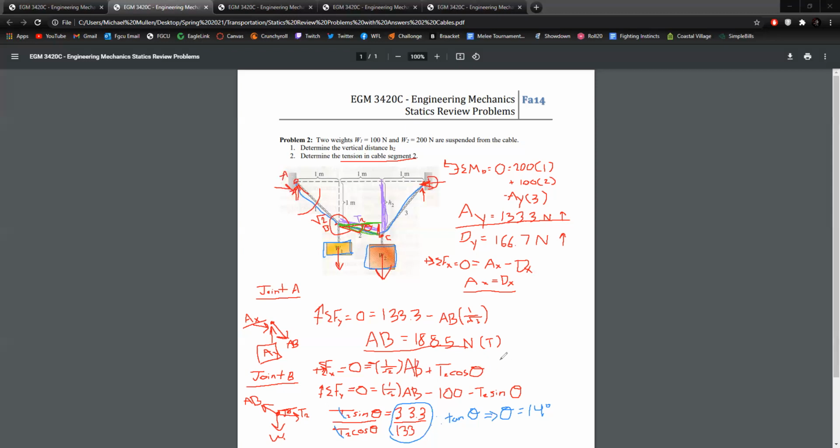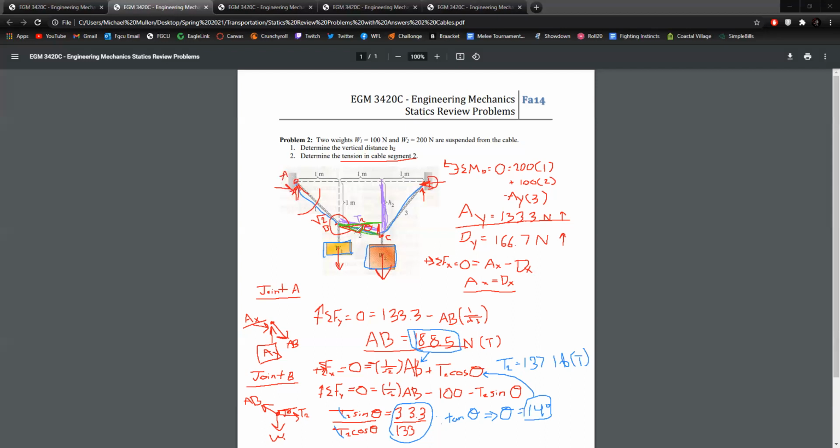and we can say that T2 is equal to 137 pounds. We get a positive answer, so our assumed tension is correct. And once again, this just comes from plugging 14 into theta and plugging 188.5 in for AB.